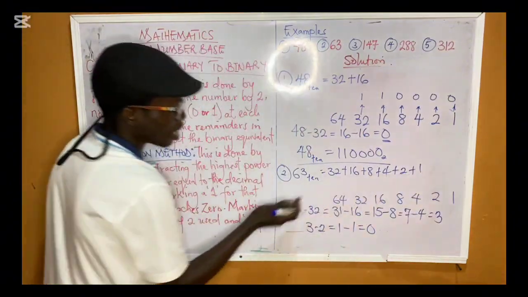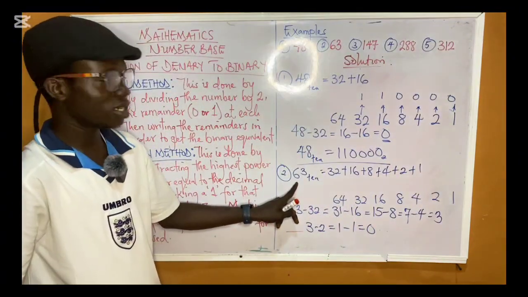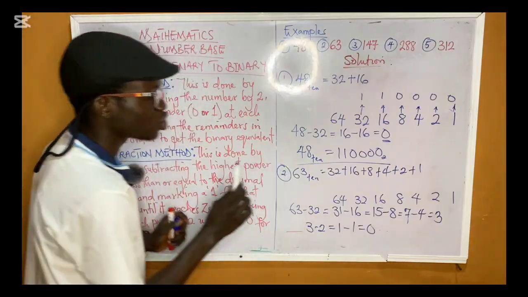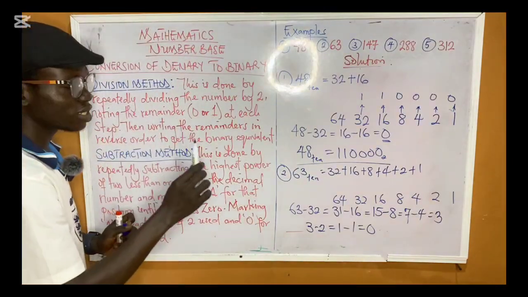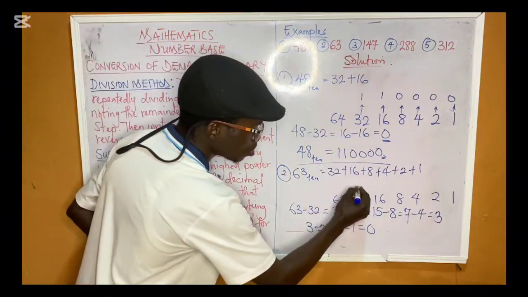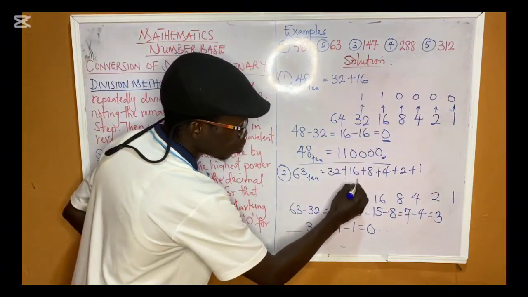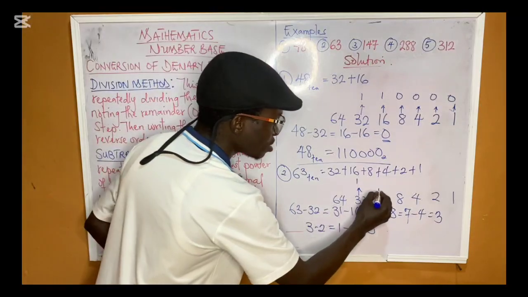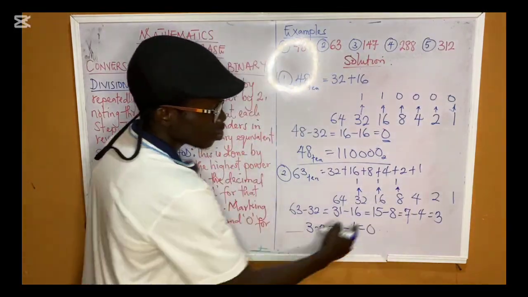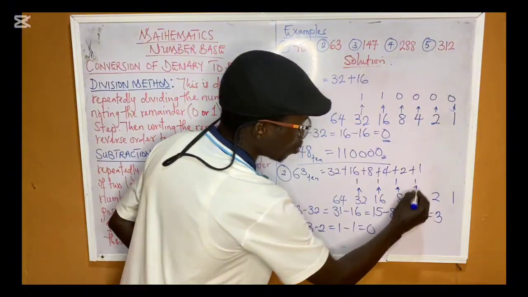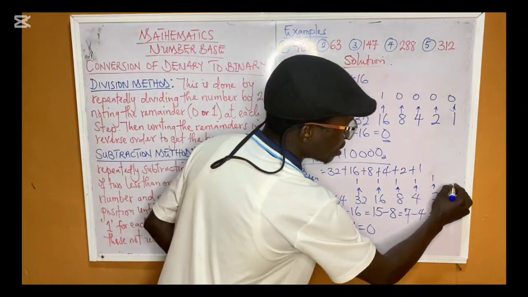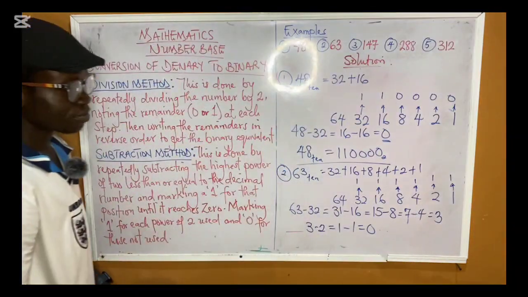Now, let's add this together. Our answer is what? 63. It shows that it is correct. Now, let's take the ones we used. We write 1 on it. And the ones we did not use, we write 0. We use 32, right? We write 1. We use 16. We write 1. We used 8. We write 1. We used 4. We are going to write 1. We used 2. We are going to write 1. We used 1. We are going to write 1.